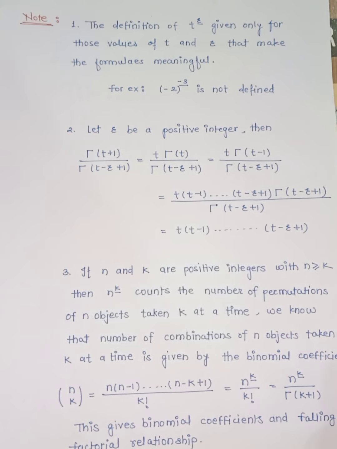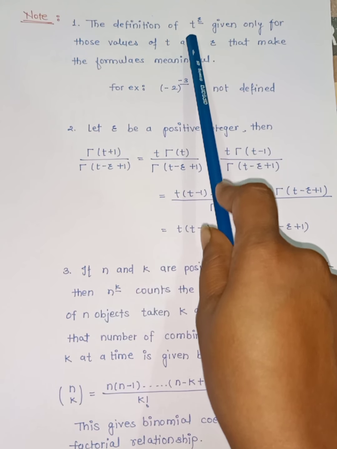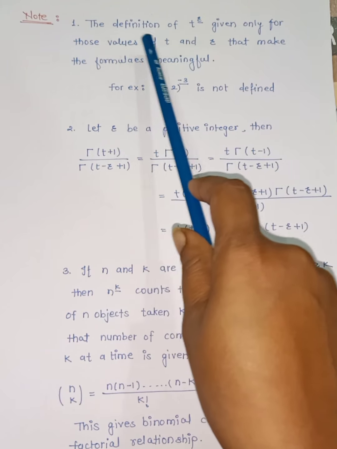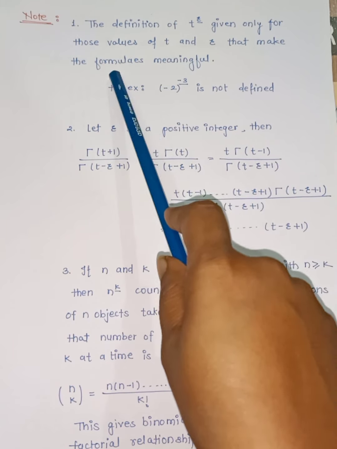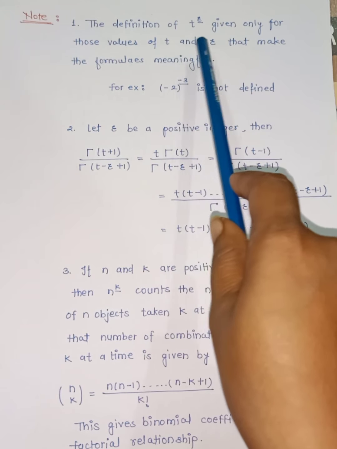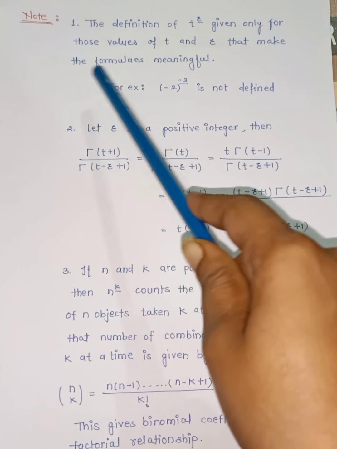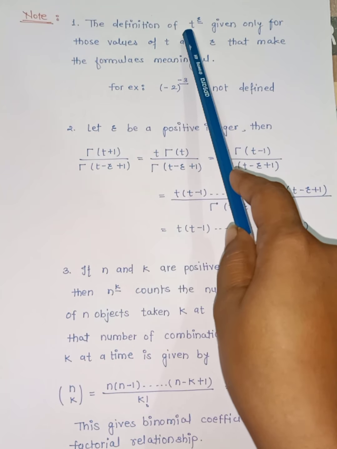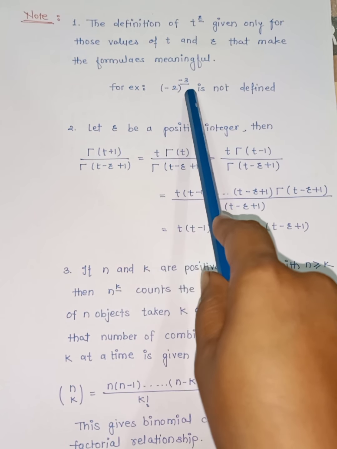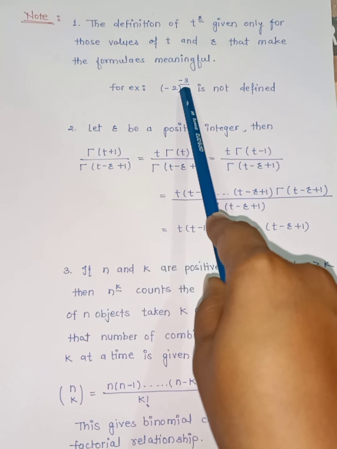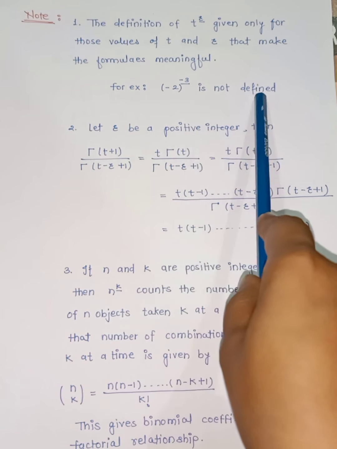Now we have some notes here. The first is that the definition of t to the falling r is given only for those values of t and r that make the formulas meaningful. It is only for those values of t and r. If t and r make it meaningful, only then can we use t to the falling r. For example, -2 to the falling -3. What do we read? -2 falling -3 is not defined.